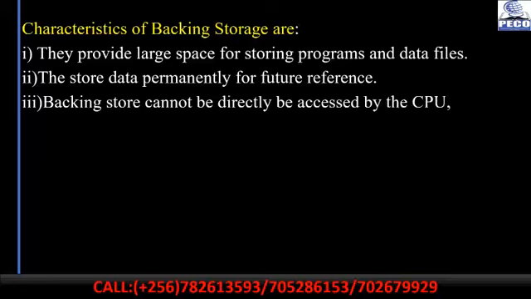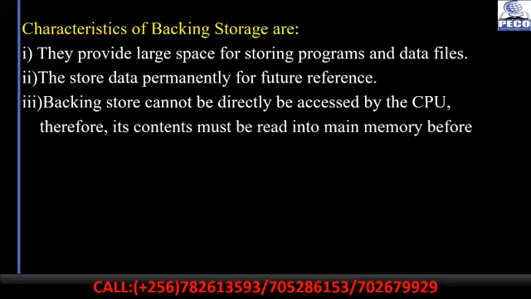But also, backing store cannot be directly accessed by the CPU. The CPU, or central processing unit, or the processor, cannot read information directly from the backing storage. That information is supposed to be transferred, perhaps to main memory, if it is to be ready. Therefore, its contents must be read into main memory before they can be processed.